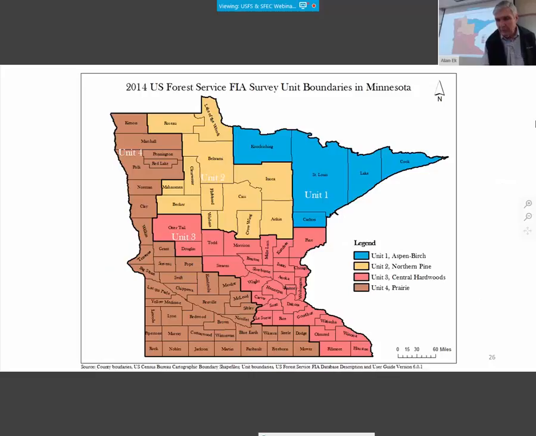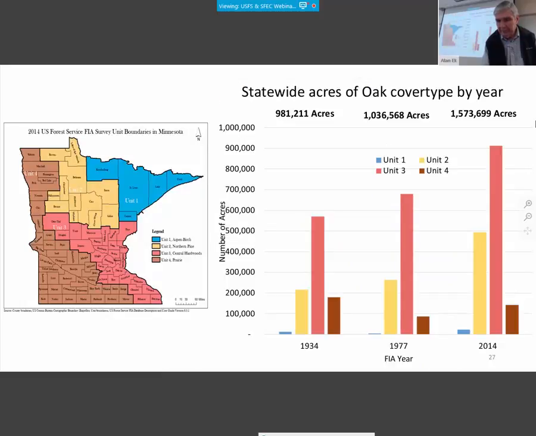So here's our new survey units, and all of Aiken County shows up. If we wanted to look more specifically at oak, we could describe that change in the oak cover type from 980,000 acres to 1.5 million now. Much of this big increase really took place in the last 30, 40 years.